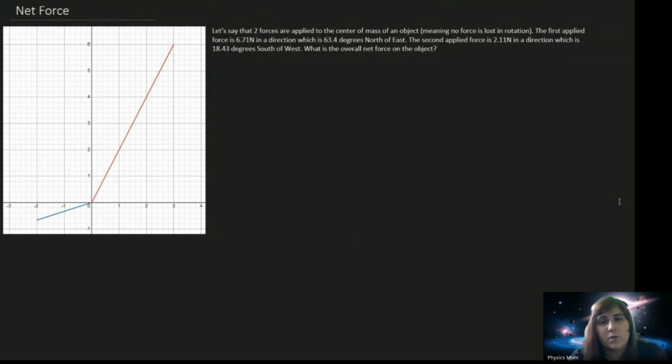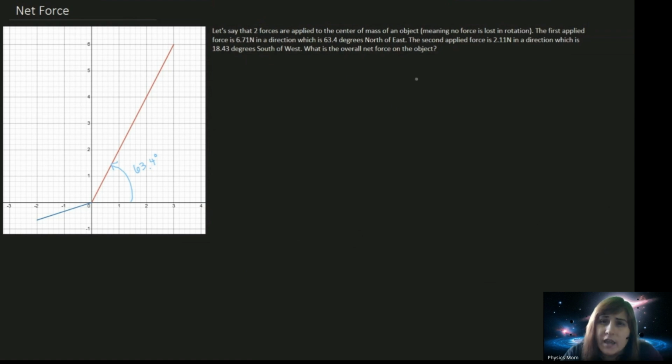The first applied force to the object is 6.71 newtons, and that's in the direction that is 63.4 degrees north of east. The way I would read that direction is I'm going north of the set direction. If I look on the XY plane, east is pointing right on the positive X axis, and I then take my cursor and move 63.4 degrees north of that. Okay, so that's how I would read that direction.